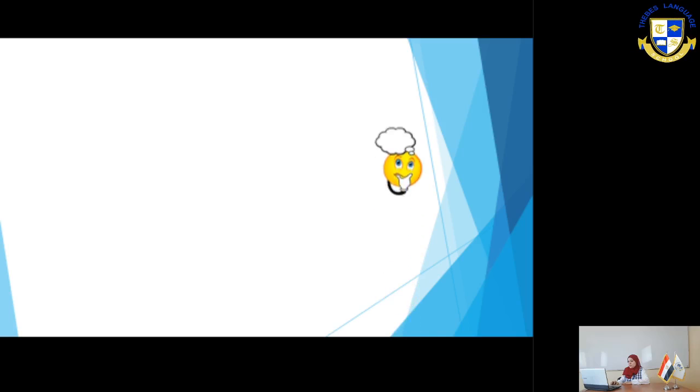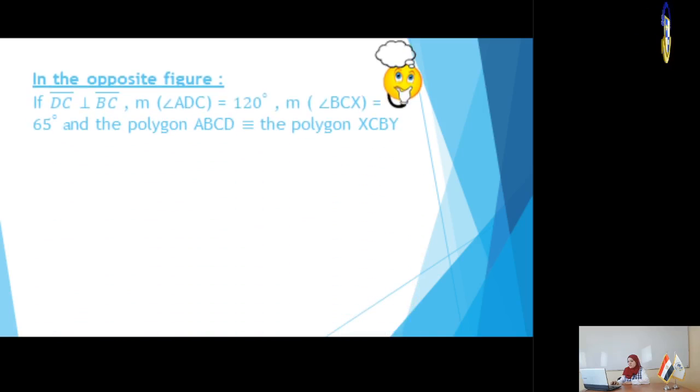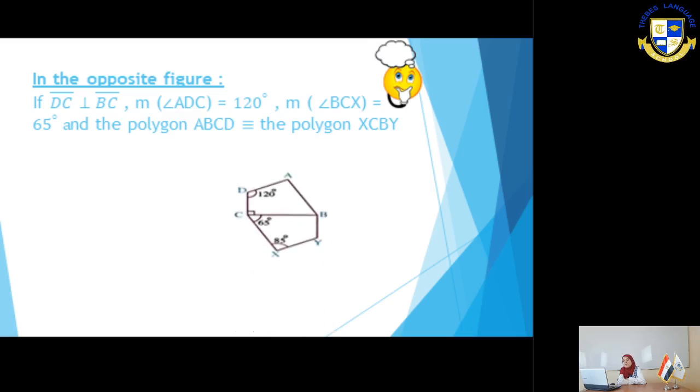Let's move to the last slide, slide number 11. We have another example. In the opposite figure, line segment DC is perpendicular to line segment BC. As we said before, two perpendicular lines form a right angle, its measure is 90 degrees. The measure of angle ADC equals 120 degrees. The measure of angle BCX equals 65 degrees.